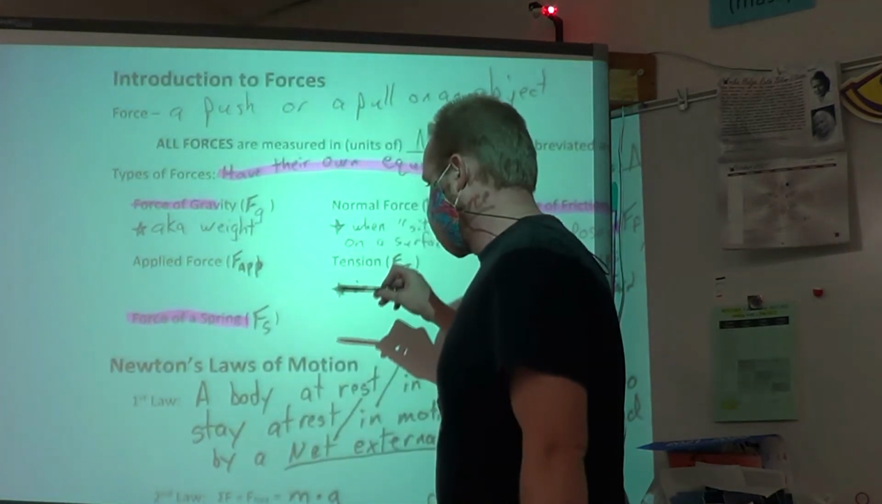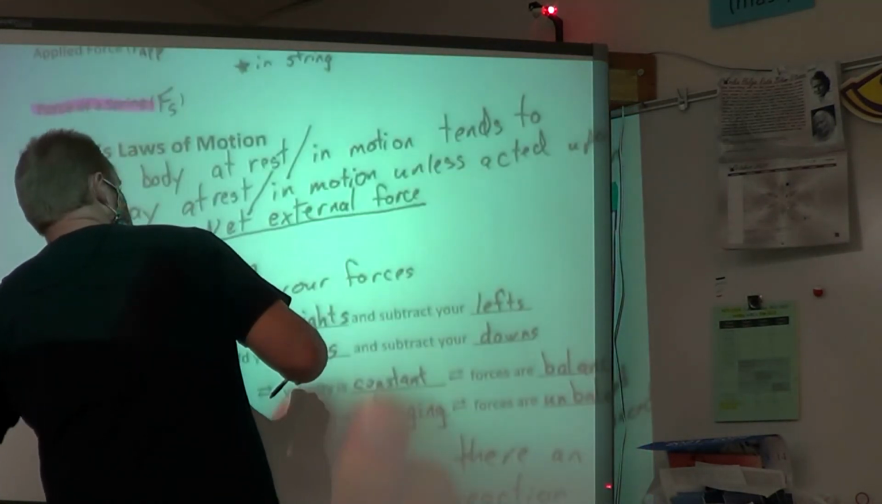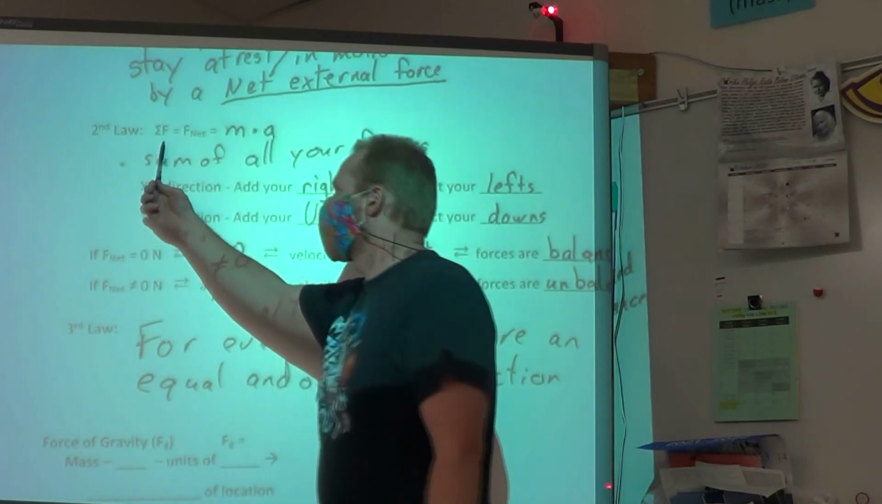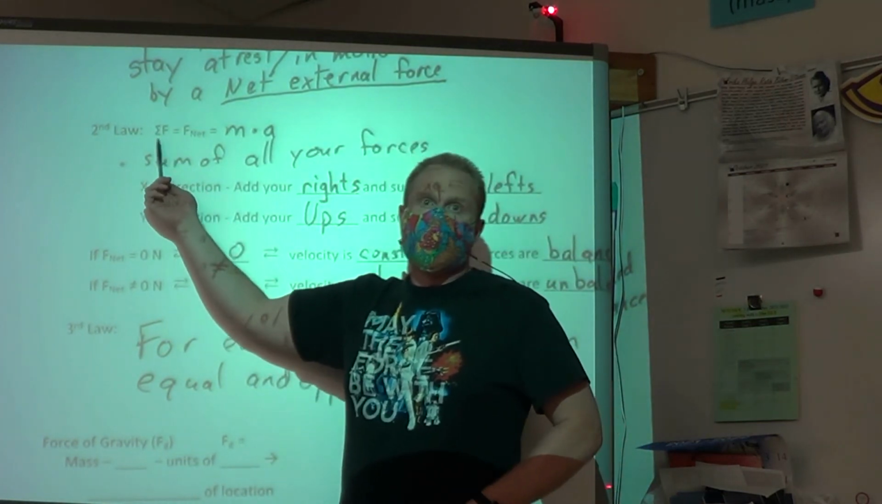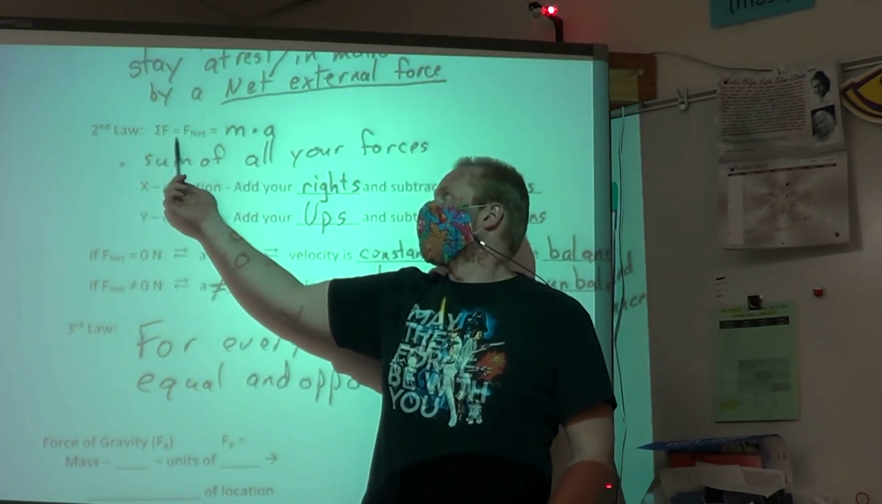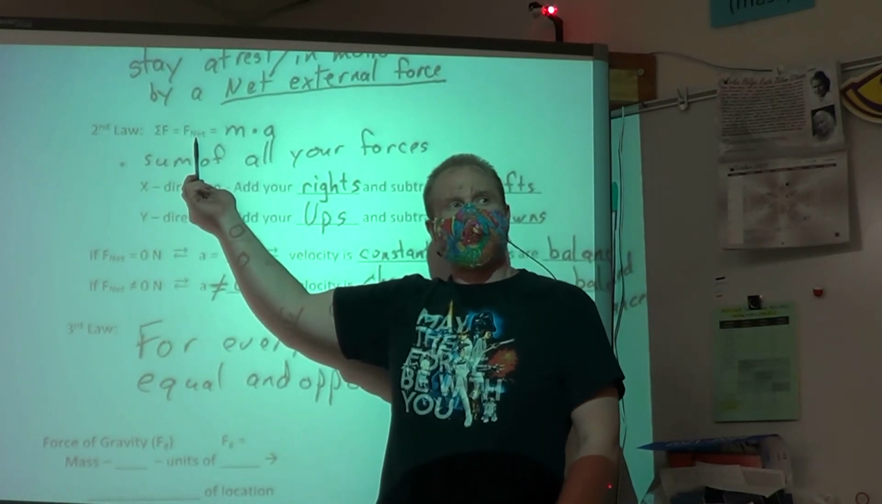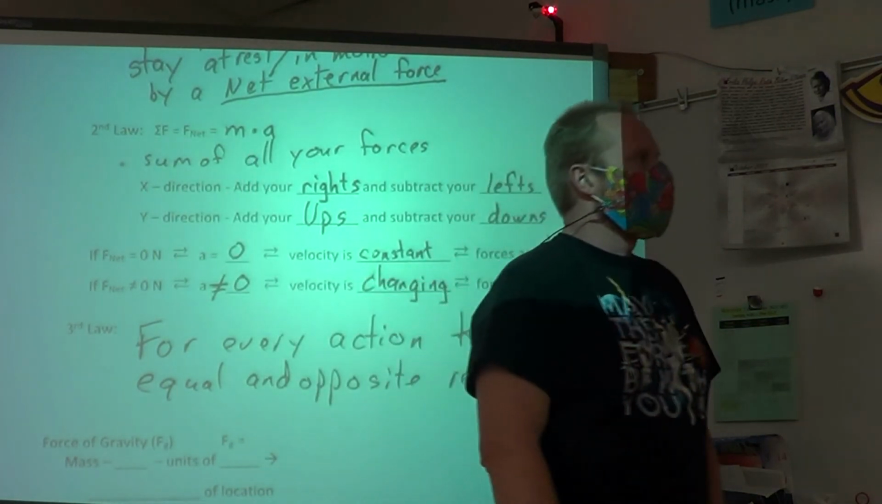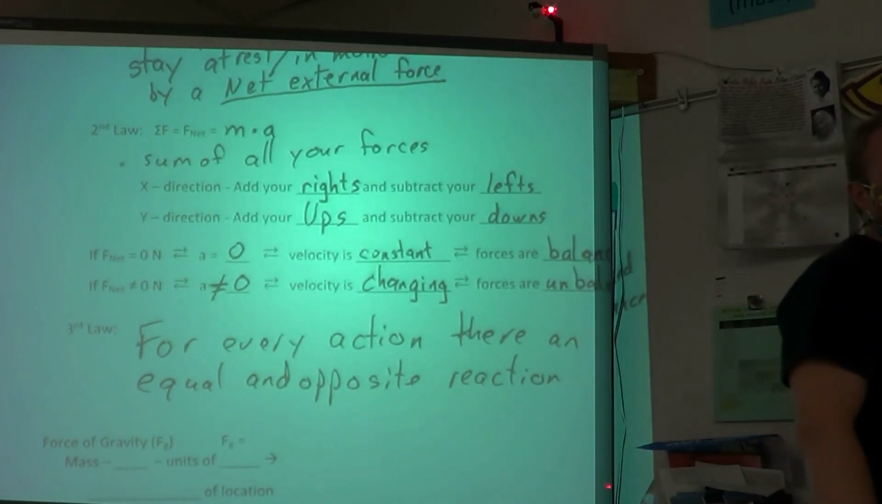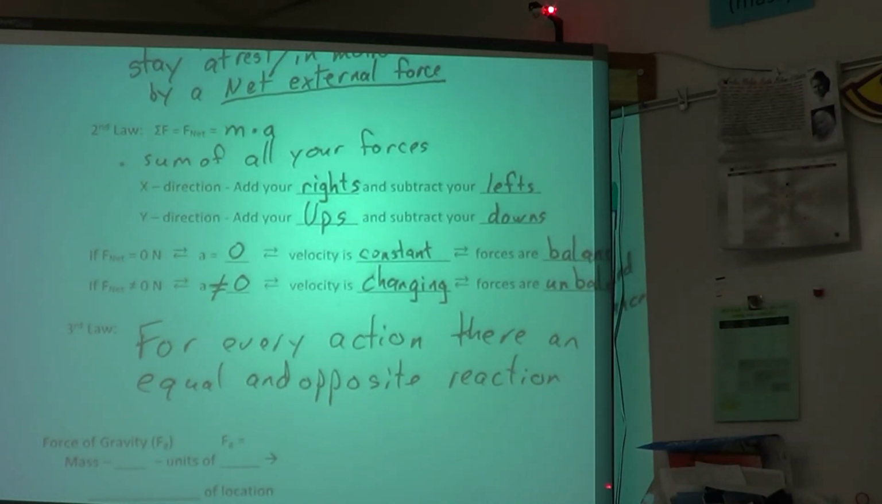Newton's second law. The way I write Newton's second law has three parts to it. The sum of all my forces equals F net, which is also equal to m times a. Just remember in math, if A is equal to B and B is equal to C, then all three of these are equal to one another. So we could say A is equal to B is equal to C, or A is equal to B, or A is equal to C, or any combination.